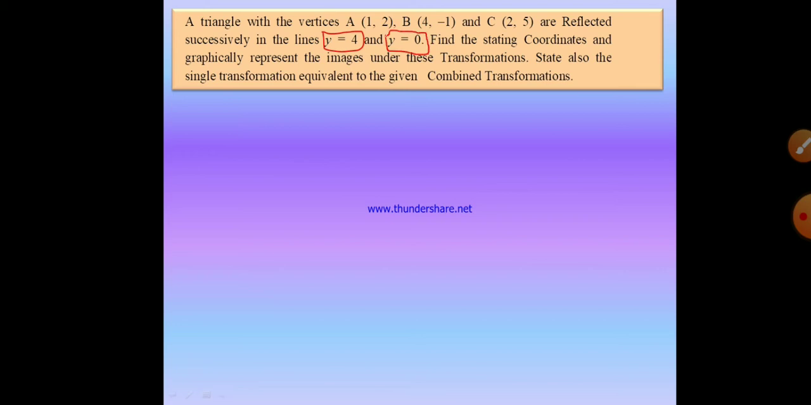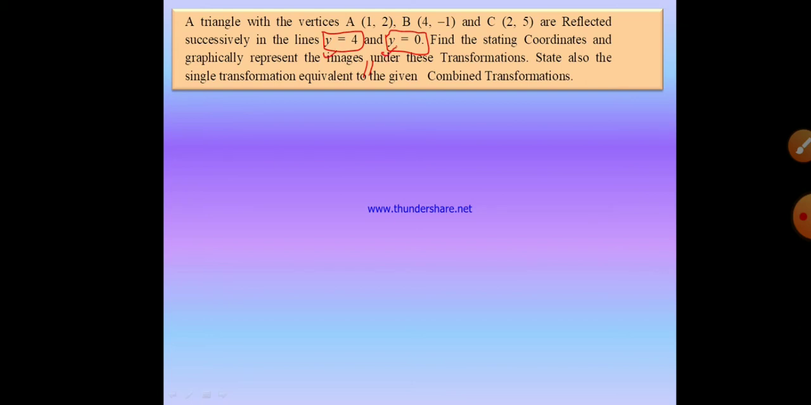As I told in my class, y equals 4 and y equals 0, these two lines of reflection are parallel to each other. So it is the case of combined transformation where there exist two reflections which are parallel to each other. Now let's find the images under these conditions and plot them in a graph, and also let's discuss its equivalent single transformation.